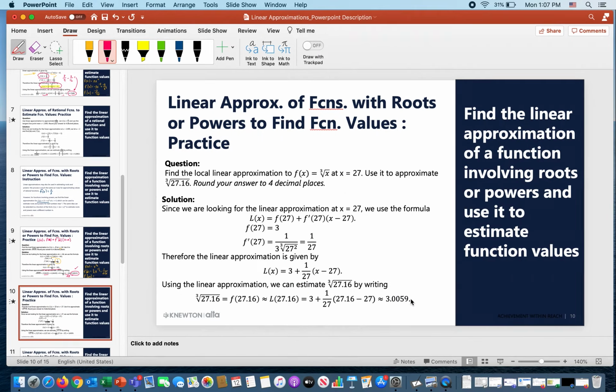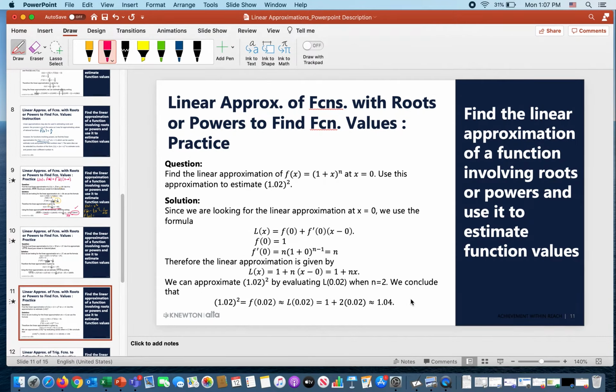There's another one involving a power or a radical. Let's take a look at this one where we have f of x equal 1 plus x to the n. We want to use this to approximate 1.02 to the 2 power. If I take the derivative of this, you have to remember that n is going to be some exponent. So the derivative is going to equal n times 1 plus x to the n minus 1, times the derivative of what's on the inside. And the derivative of what's on the inside here is just going to be 1.